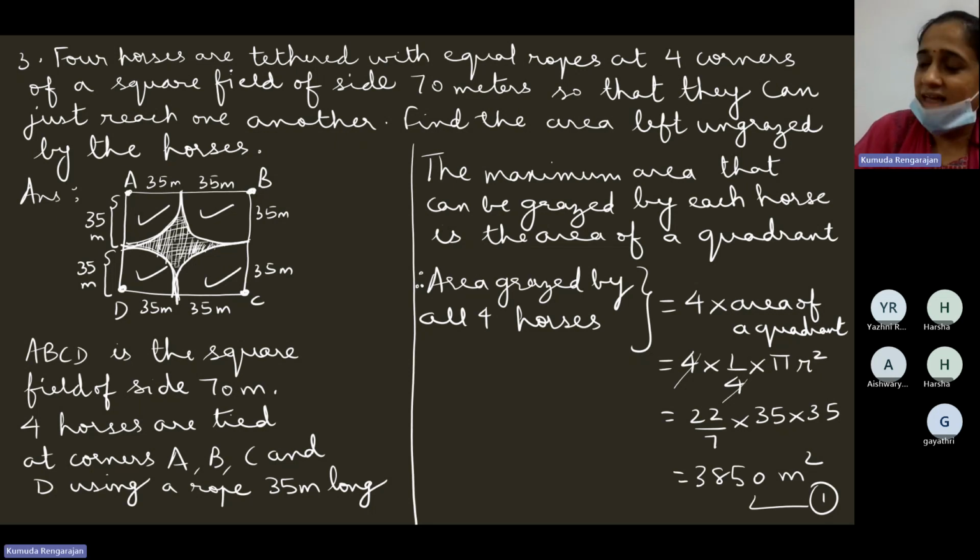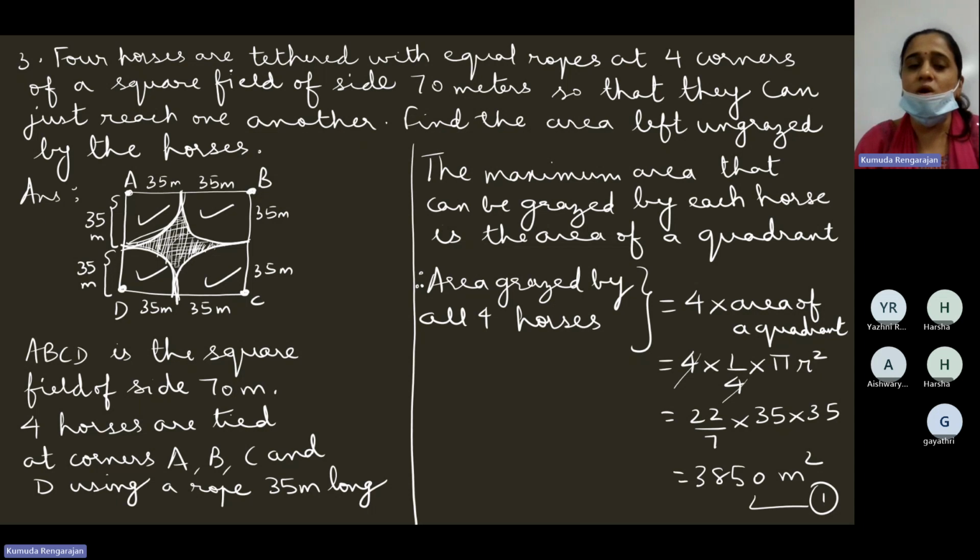So, which portion of the field cannot be reached by any of the horses? This one, this shaded portion. That portion nobody can reach. Why are they tracing only a quadrant? Because they're tied to this corner. They can only make a circle, and when they try to make a circle, they cannot go outside the field, right? So they can only trace a quadrant.